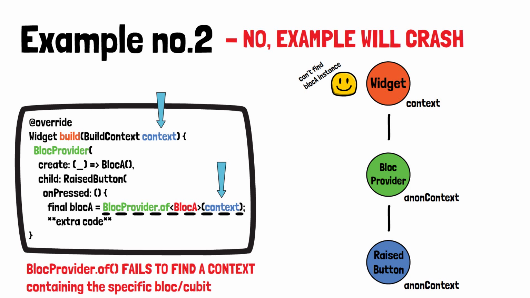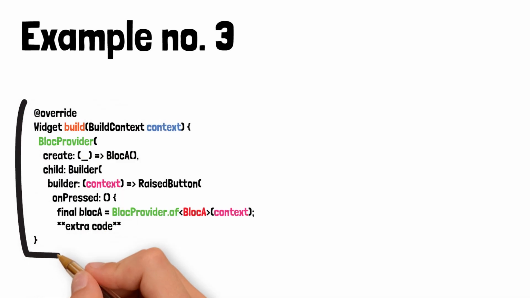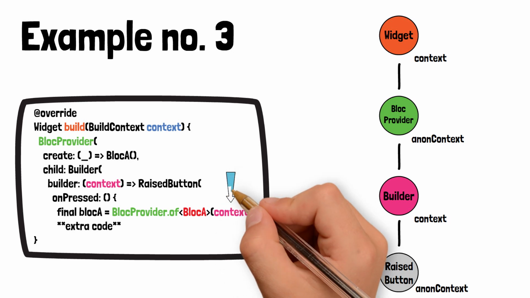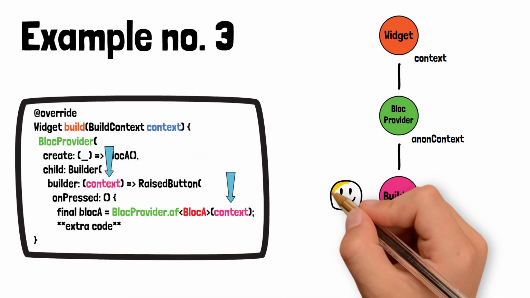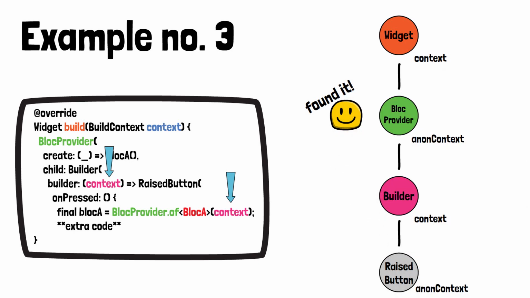So, do you think there is a way we could adapt this specific example in order to make it work? The widget tree looks rather good if we only had an accessible context in order to start a lookup from there. We can now start a lookup from this context, and since the block provider is actually above this context, we know for sure that the unique instance of the block A is accessible. This was example number 3, and I hope you understood why knowing how build context works is crucial.